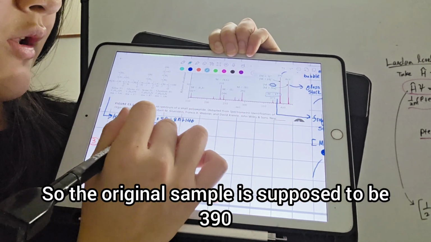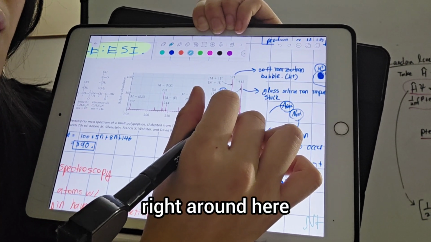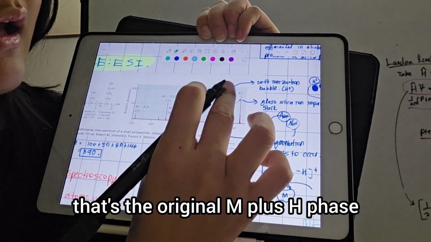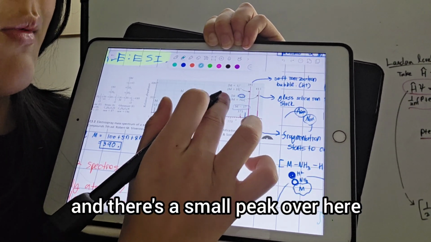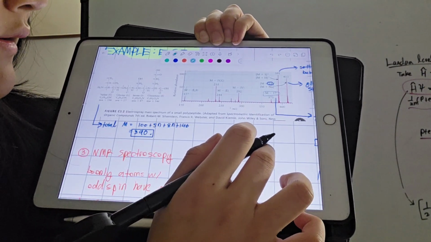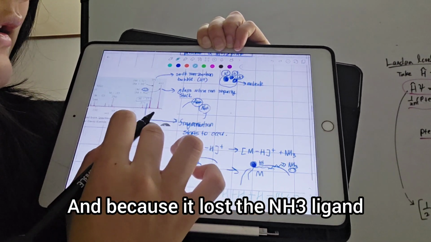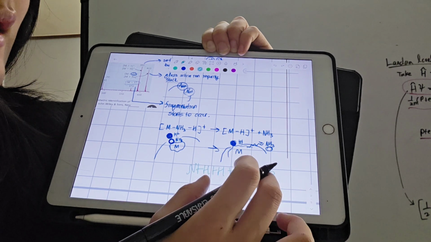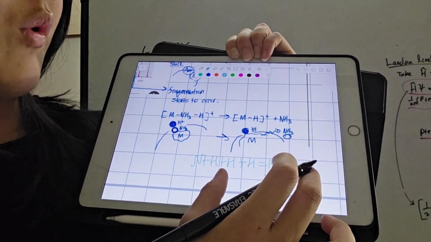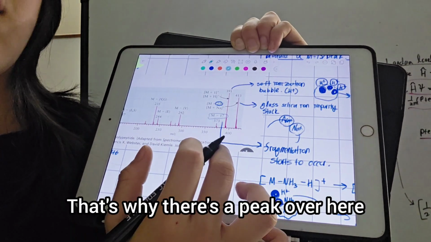So the original sample is supposed to be 390 in terms of mass to charge ratio. That's supposed to be right around here. So that's 391, and that's the original M plus H phase, but then here there's an M-17 and a small peak over here, and that's because it lost an NH3 ligand from this molecule. Since the molar mass of this amine is N plus H plus H plus H, which is 14 plus 1 plus 1 plus 1, equal to 17, that's why it's named M-17 over here. That's why there's a peak over here.